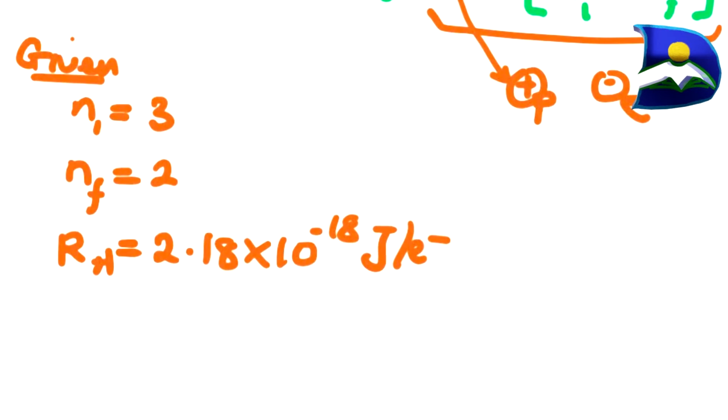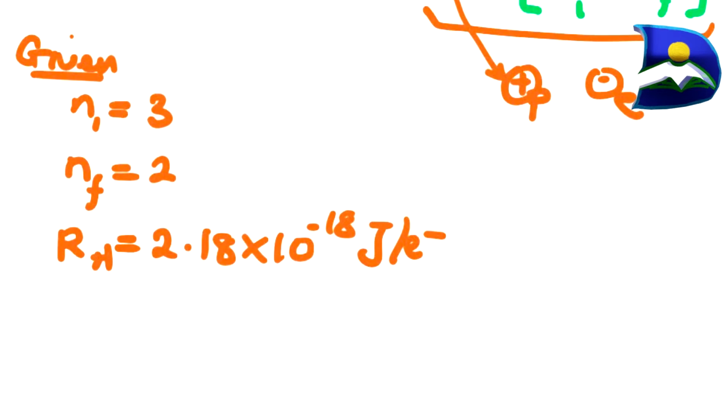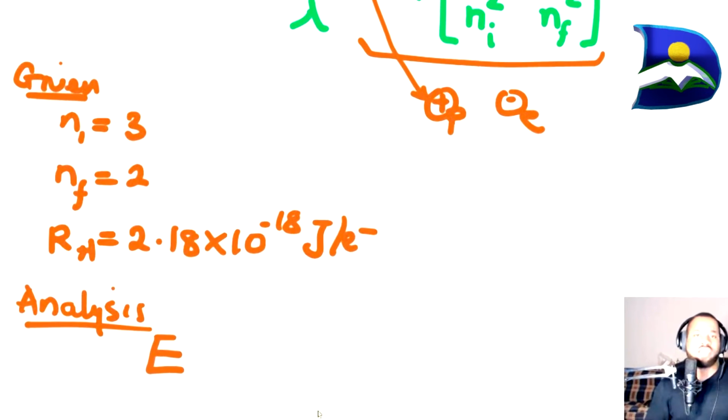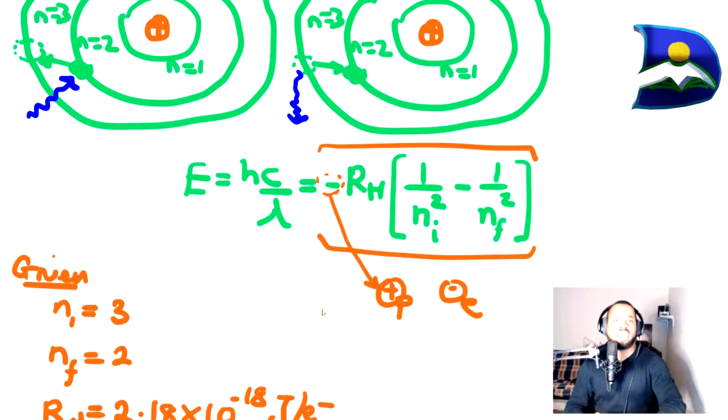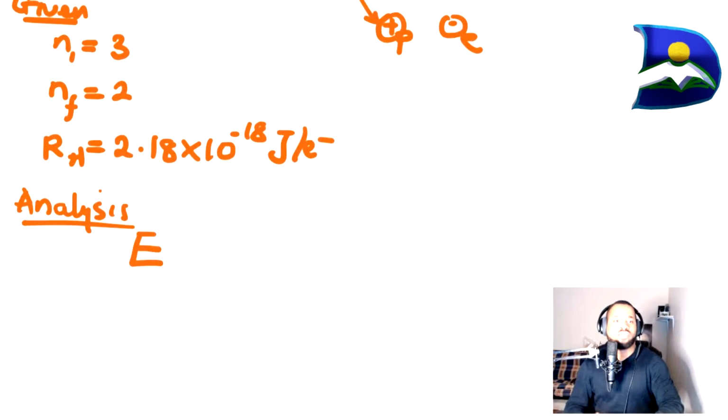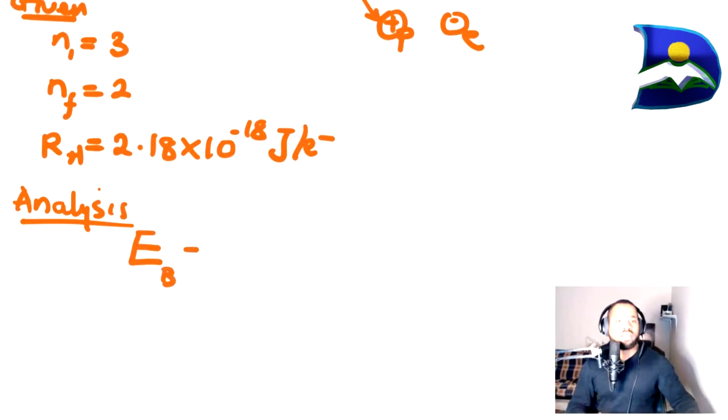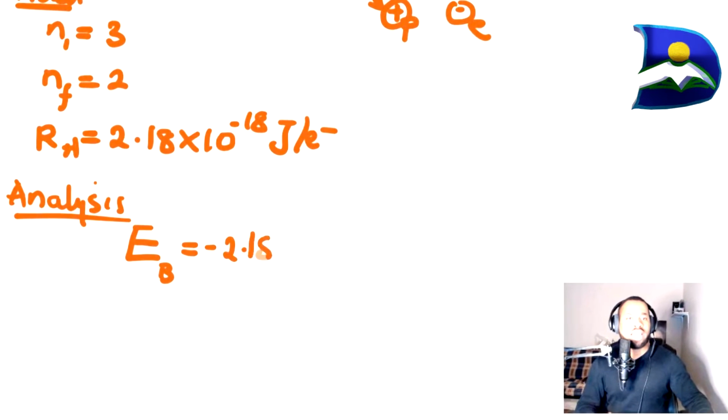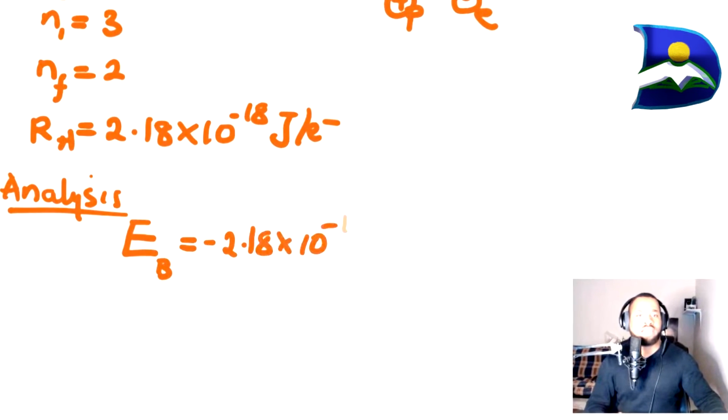So once you put all these numbers into this equation, for analysis, we are able to determine what the energy is. The energy in this case, let's label it energy B, which is EB. That is what we want to find. And so EB is equal to negative 2.18 times 10 to the negative 18.